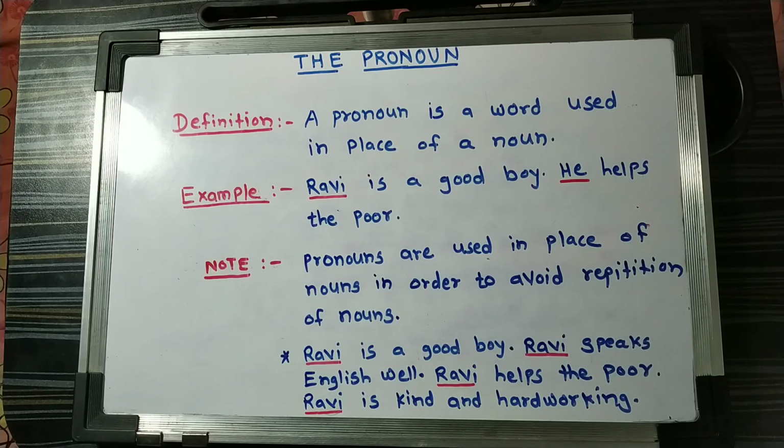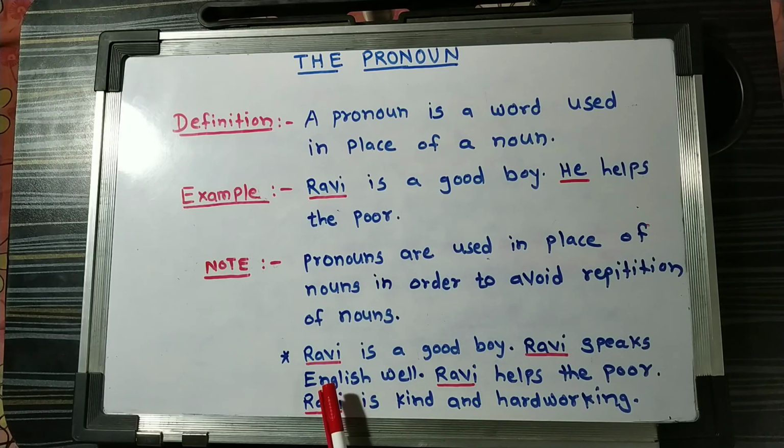Let's see. Ravi is a good boy. Ravi speaks English well. Ravi helps the poor. Ravi is kind and hardworking. After reading this, you might get bored. Why? Because the same word, that is noun, Ravi, is repeated everywhere.